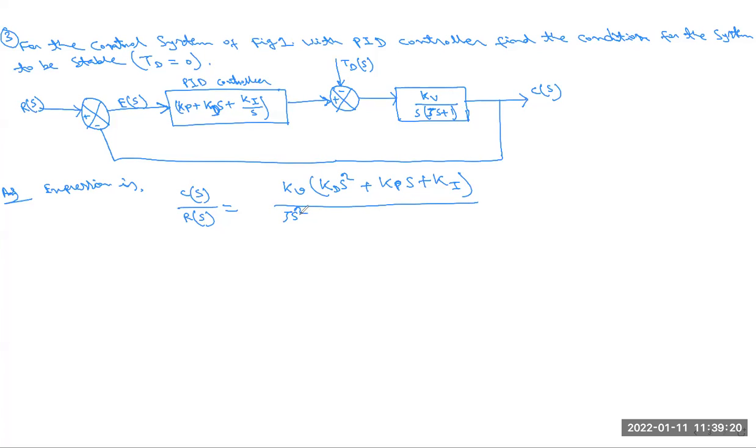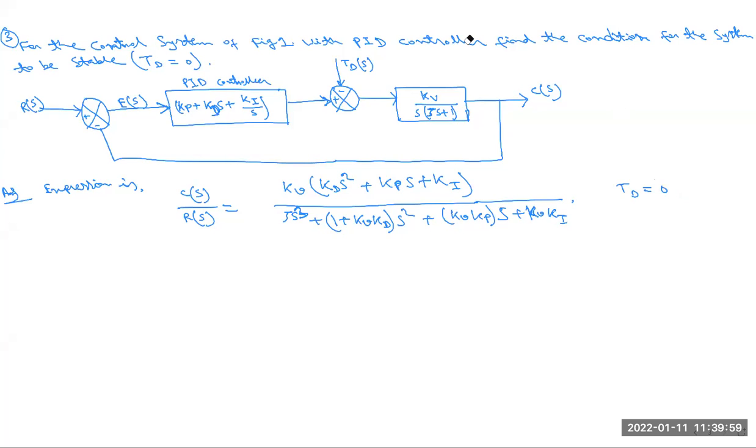Then tau S cube plus 1 plus KV KD S square plus KV KP into S plus KV KI, and when the delay time is also 0.